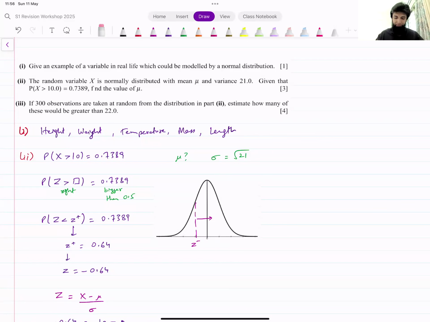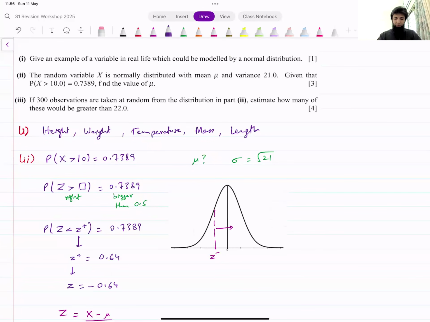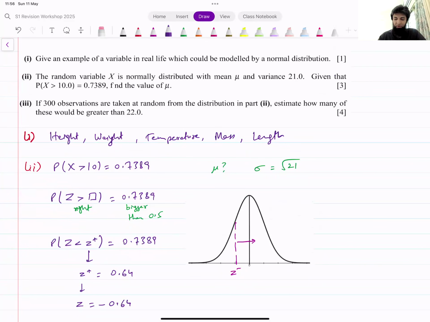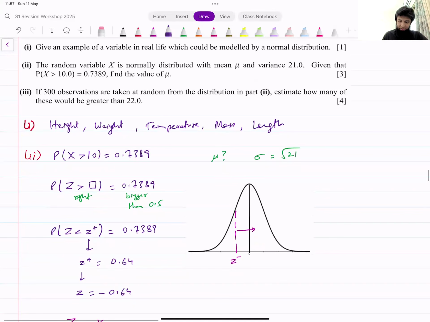Okay, let's resume. Sometimes they ask you to give examples of a normal distribution variable. Remember, normal distribution is used for any continuous variable, so any variable that can take any decimal value. For example, height, weight, temperature, mass, length. You can write any one of them; these are just multiple examples. The second part is inverse normal. We will skip that. That's a standard part.